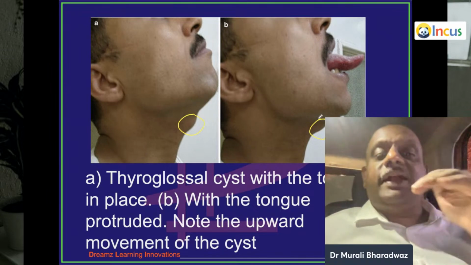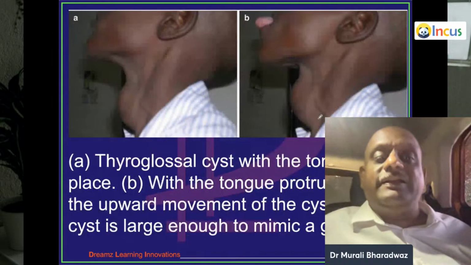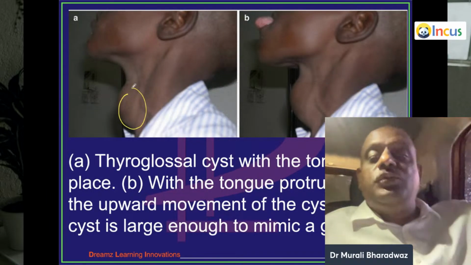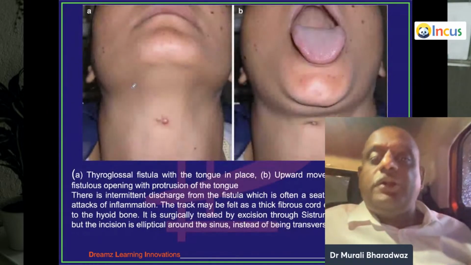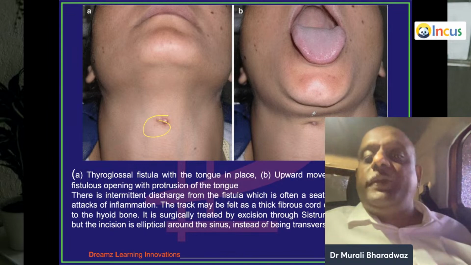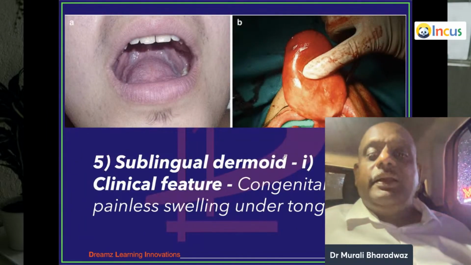Thyroglossal cyst: with the tongue in place, and with the tongue protruded, it will move upward. Classical example. This is another example. The swelling moves up when the tongue is protruded, thyroglossal cyst. Even the thyroglossal fistulous opening moves up when the tongue is protruded.